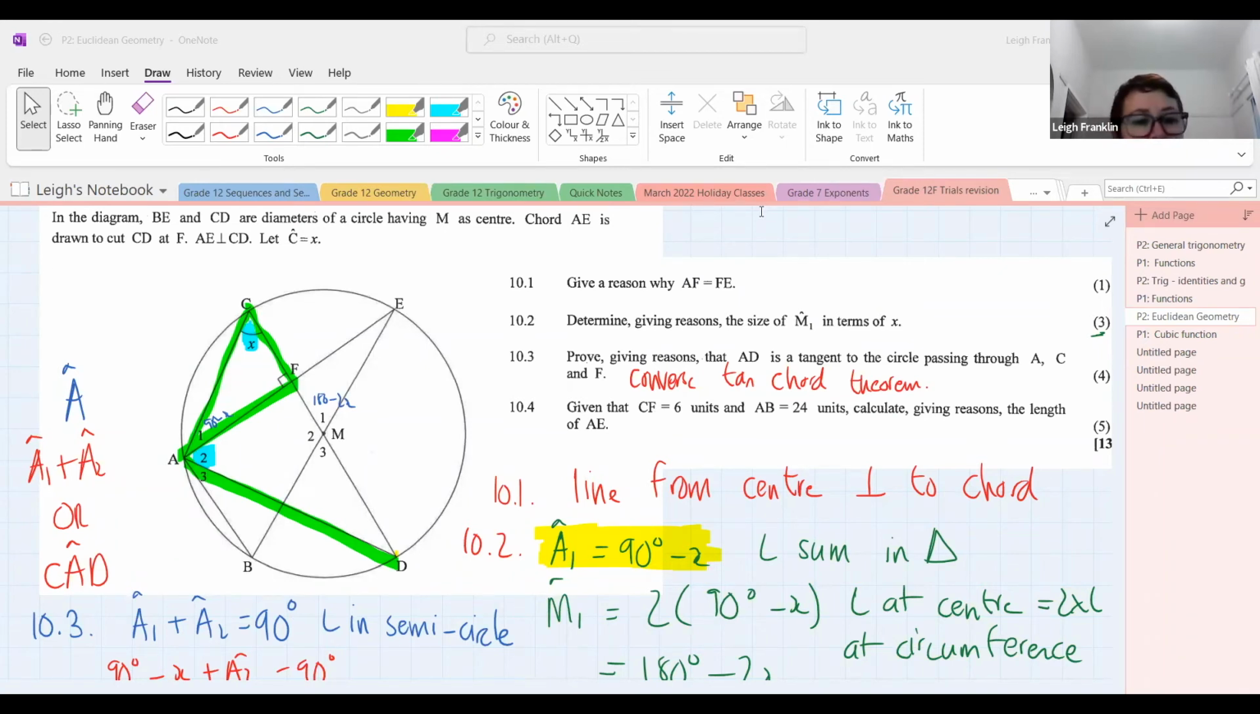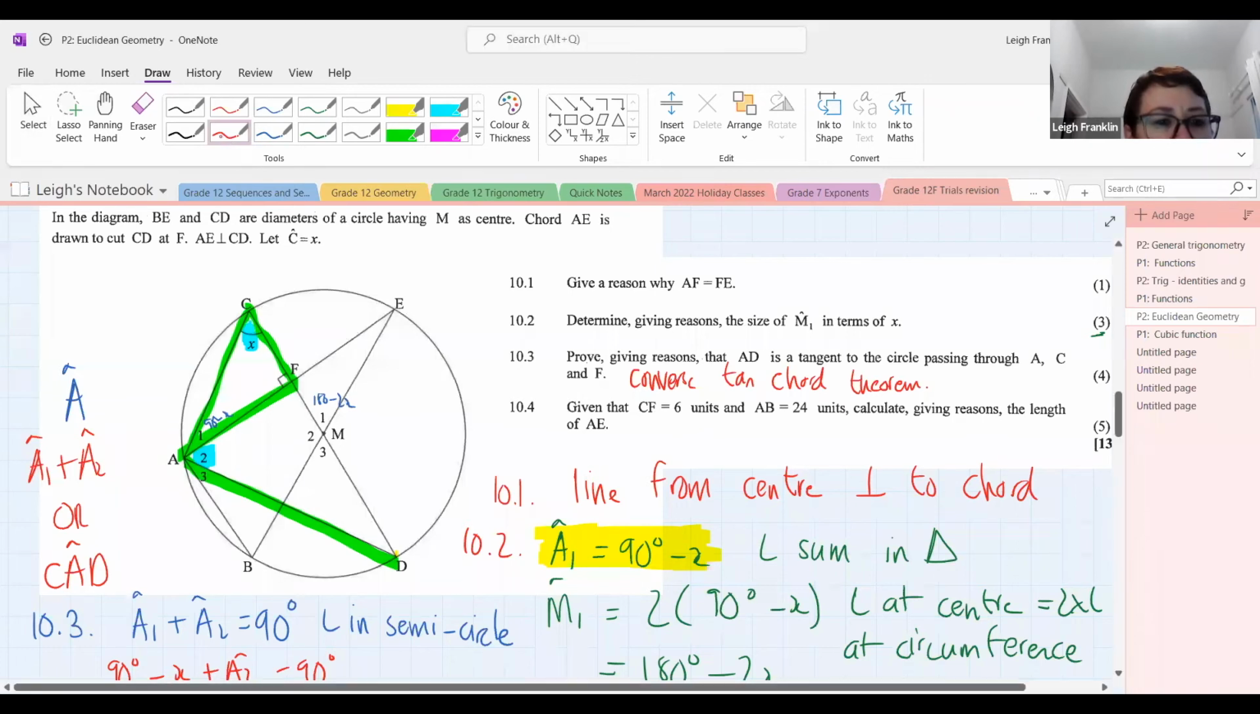All right, let's try and do 10.4 now. They're telling us that CF is 6, and AB is 24. So that's this line down here, this is AB, and this one over here is 6.